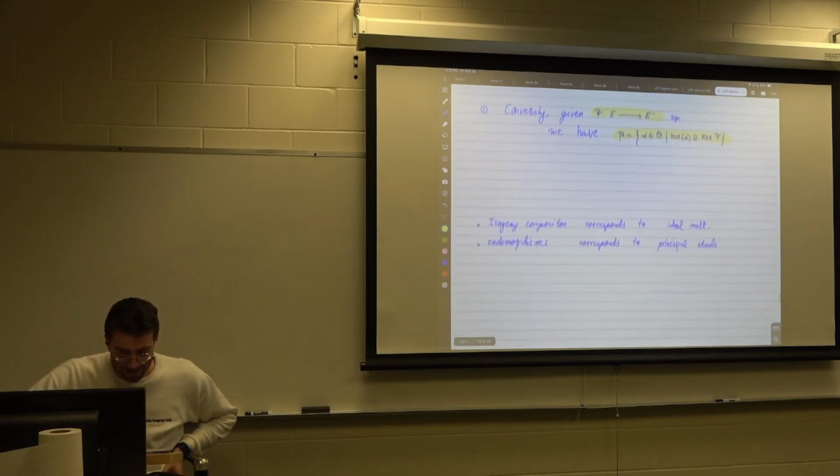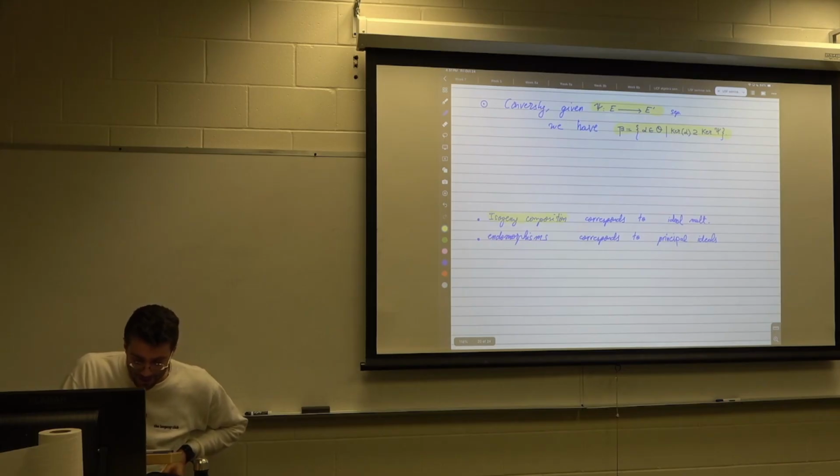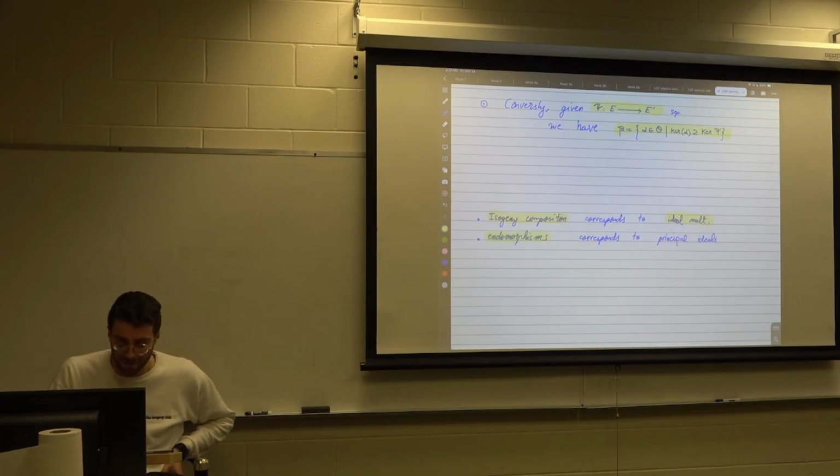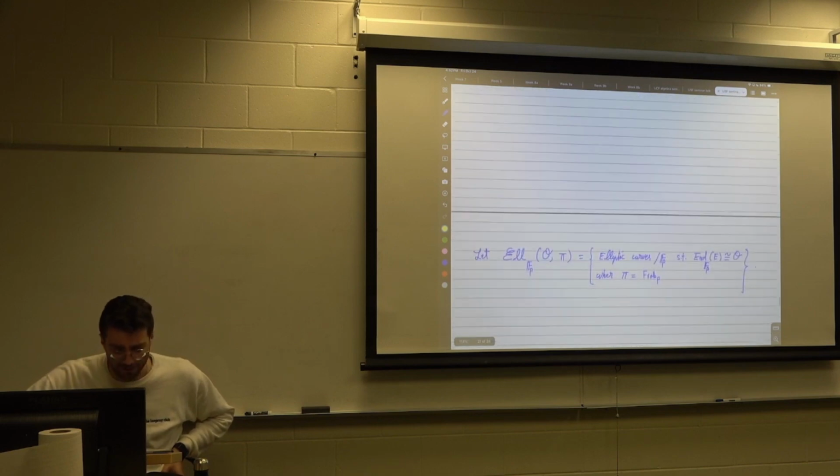Why is this a big deal? Oh, also, I'll say it again. An isogeny composition corresponds to ideal multiplication. Endomorphisms are isogenies going from a place to itself. They're going to correspond to principal ideals. So we have a very clear correspondence. So why was I explaining this here?